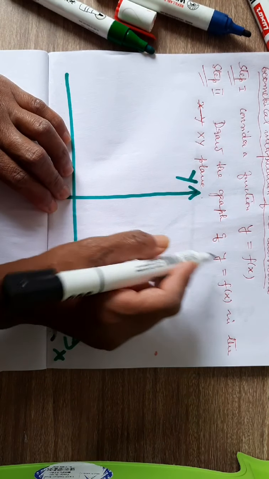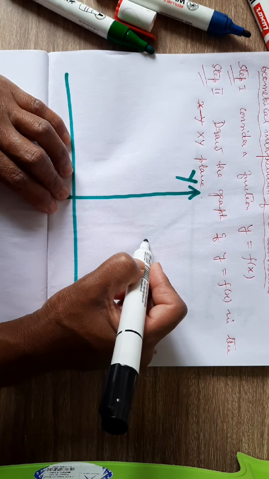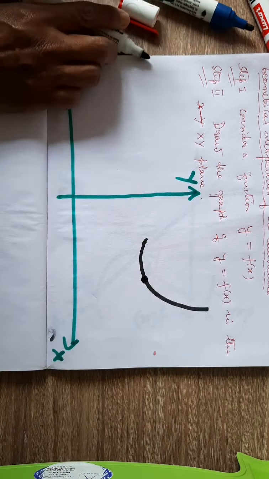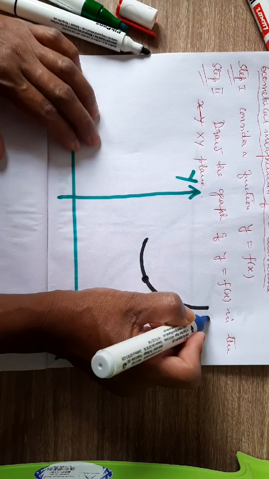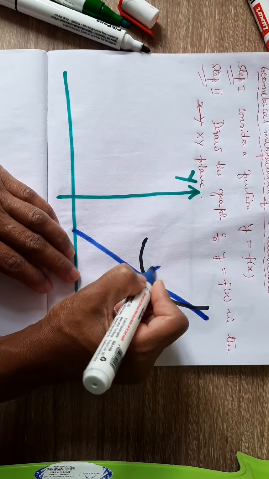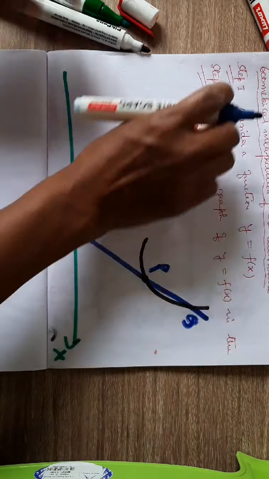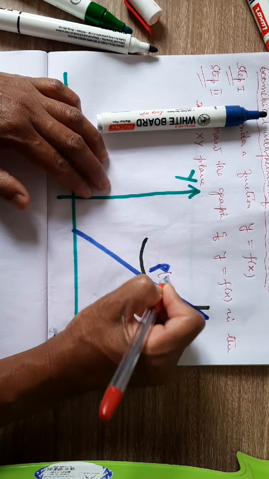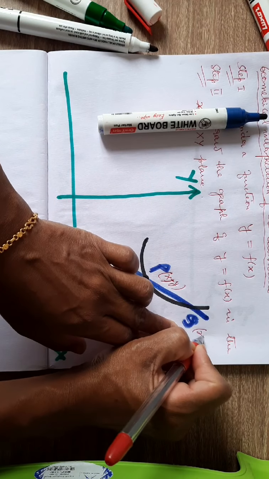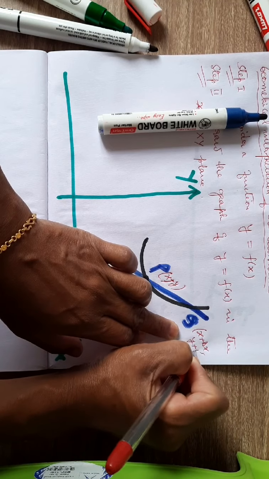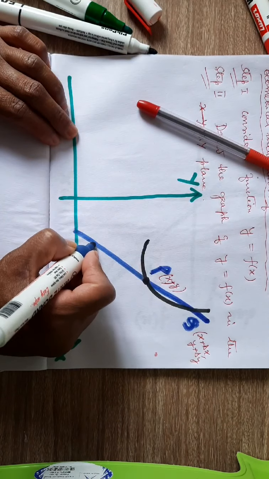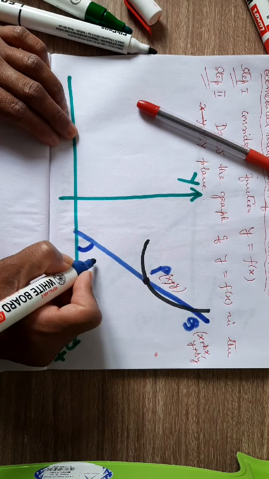Suppose the graph of y is equal to f(x) is like this. Now, next step, you draw a line which cuts this graph at 2 points. One is at point P and another one is at point Q. Let us take the coordinate of this point P to be (x, y), and the coordinate of Q be (x plus delta x, y plus delta y). And let the angle made by this line PQ with respect to the x-axis be theta.